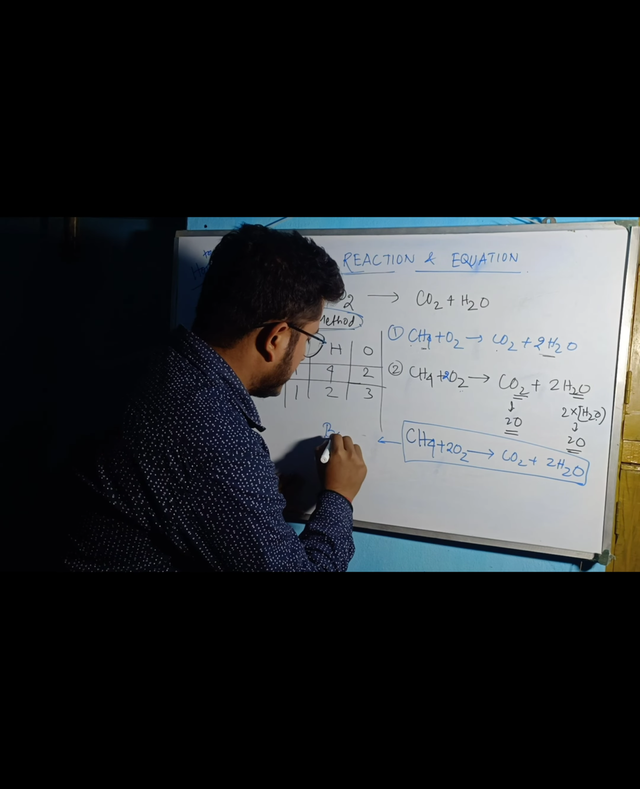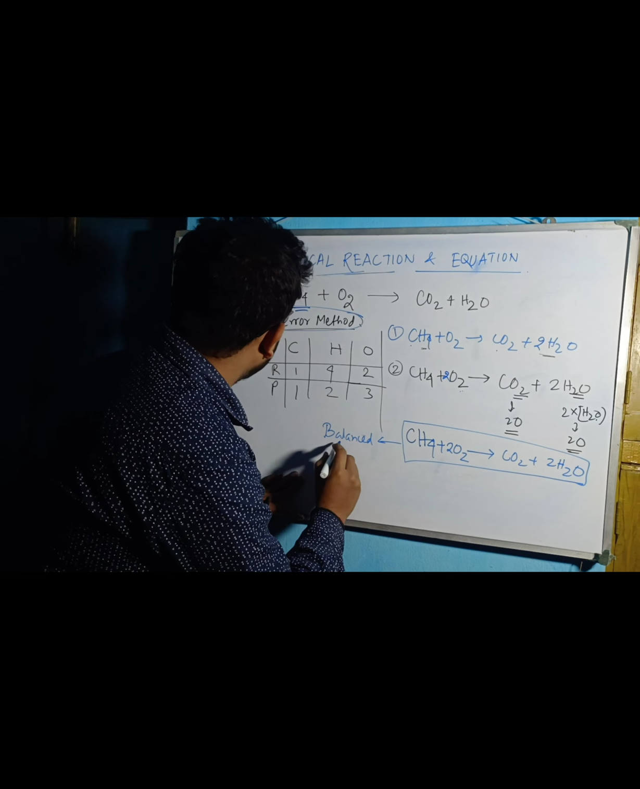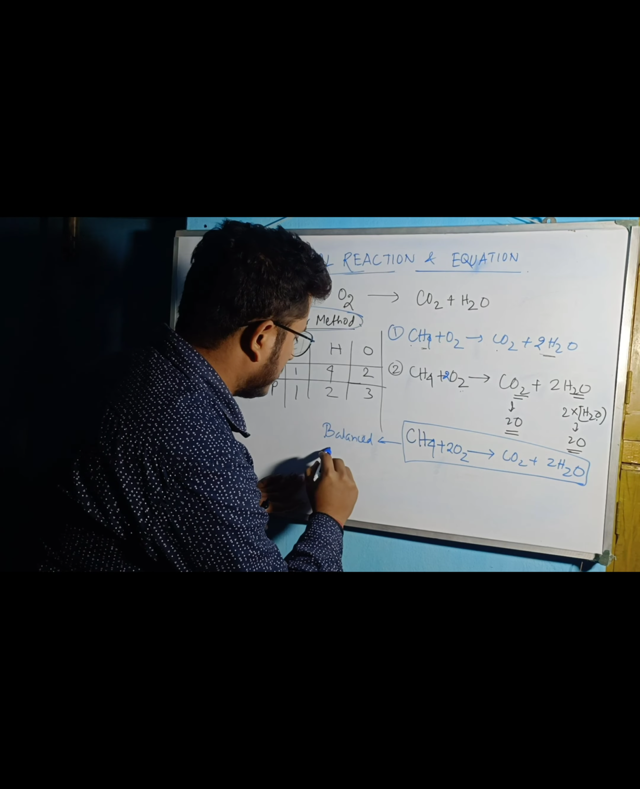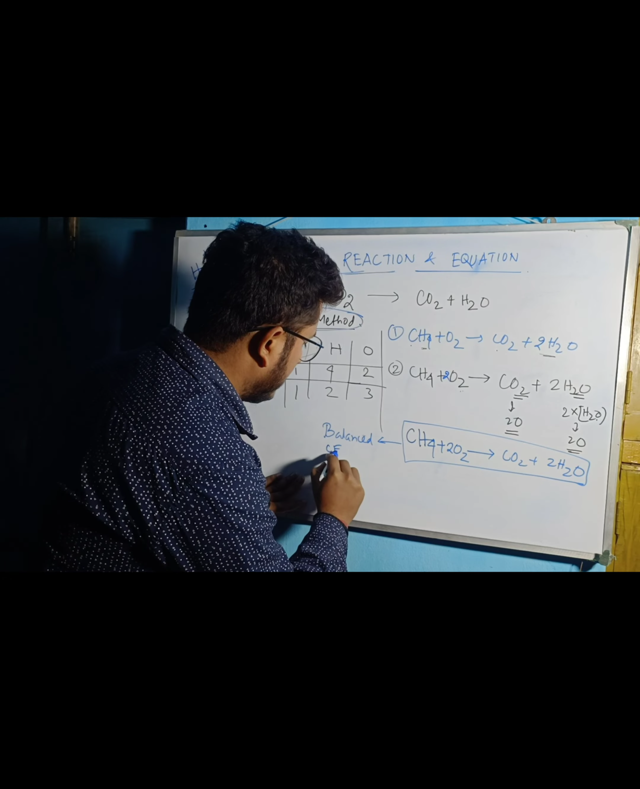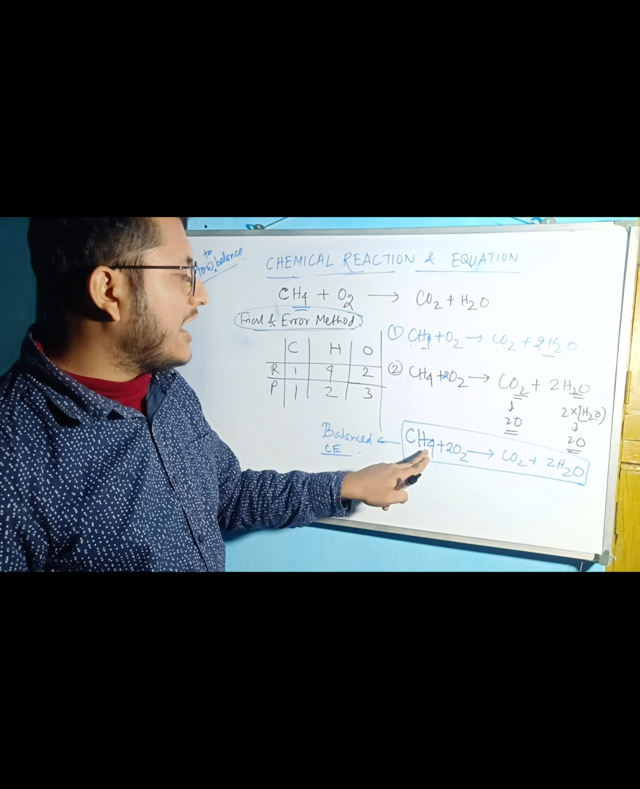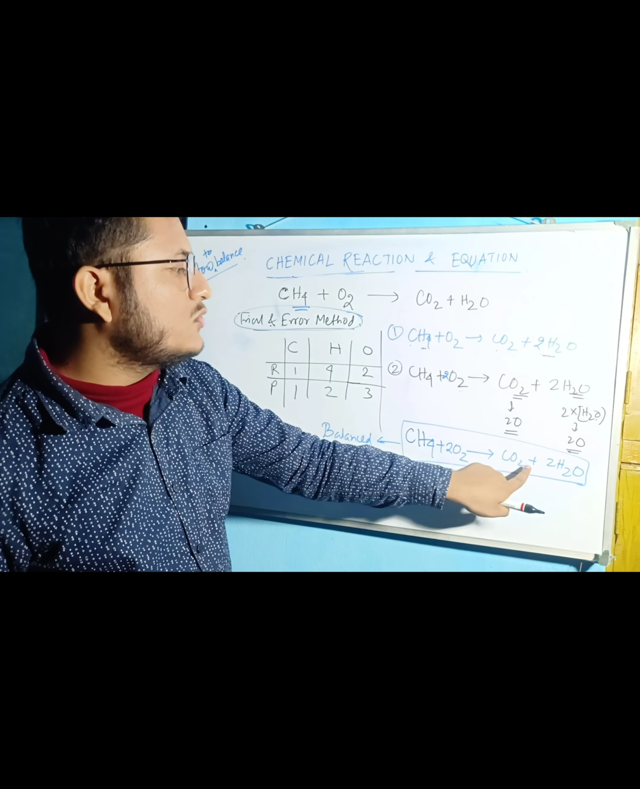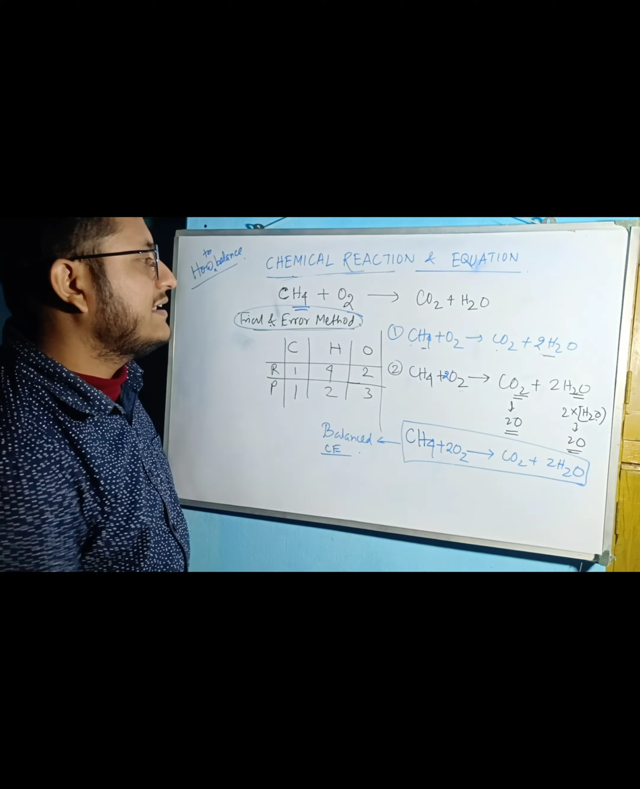This is the balanced chemical equation, and the process through which we reached it is the trial and error method. Carbon 1, carbon 1. Hydrogen 4, hydrogen 4. Oxygen 4, here 2, here 2, 4. This is the balanced chemical equation.